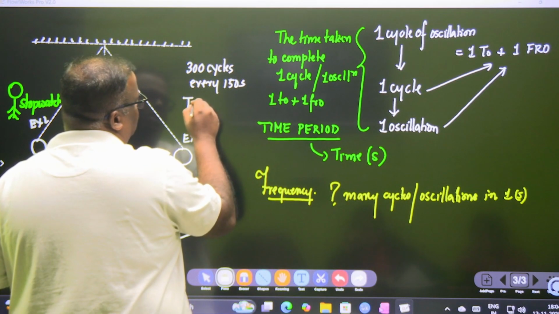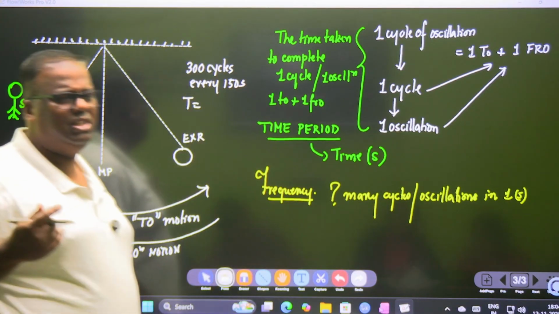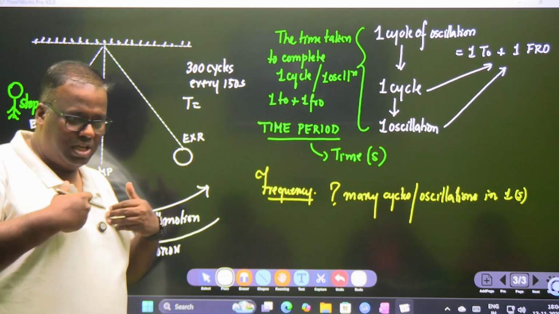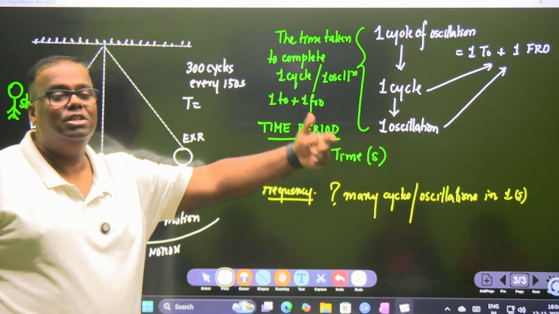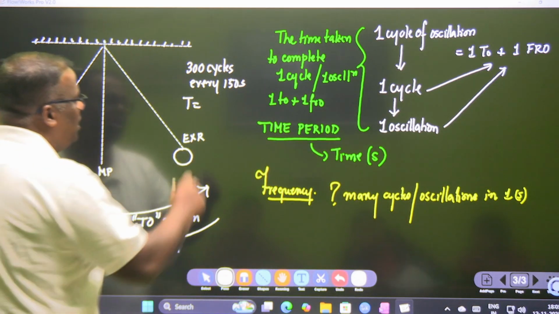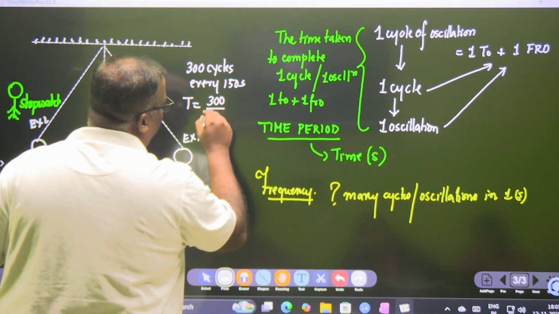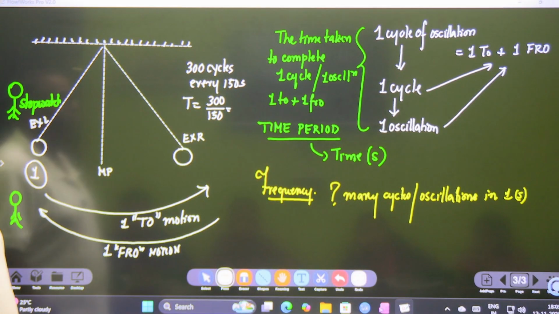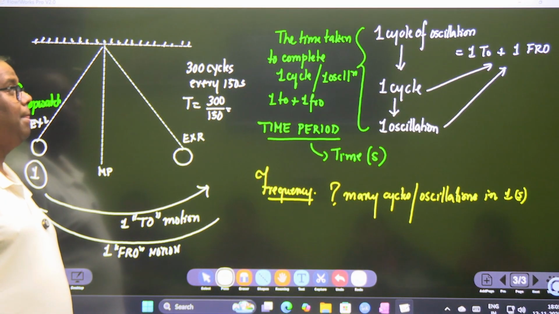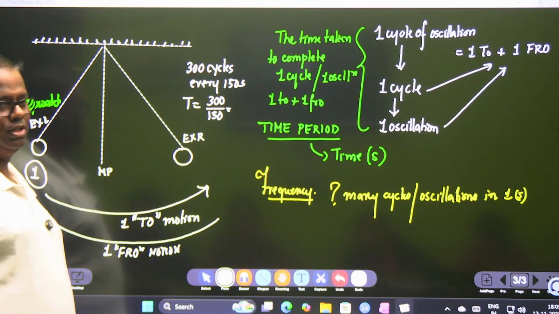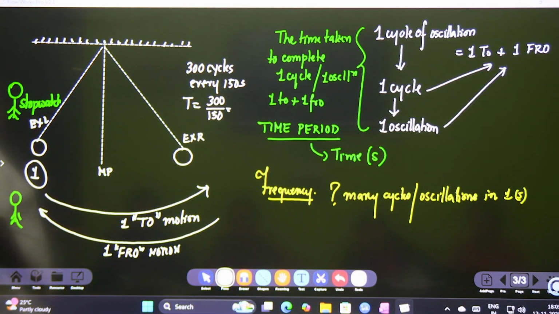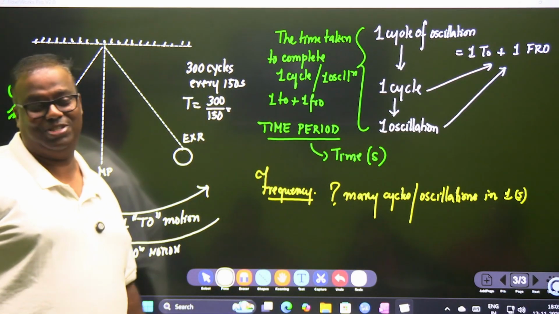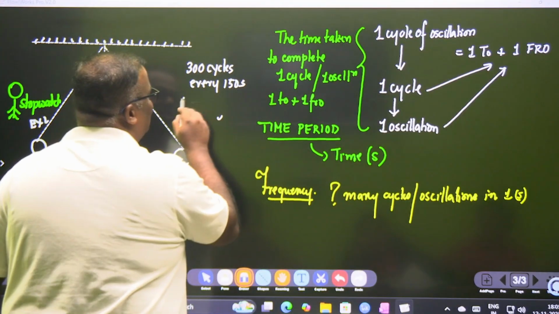So how do you calculate the time period? This is a directly inverse proportion type problem. In 150, I made 300. Therefore, in 1, I will make 300 divided by 150. Is this correct? No, this is not correct. If you check the frequency, that's what I wanted to check with you. This is not right.